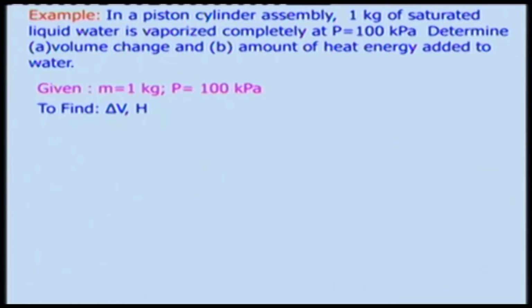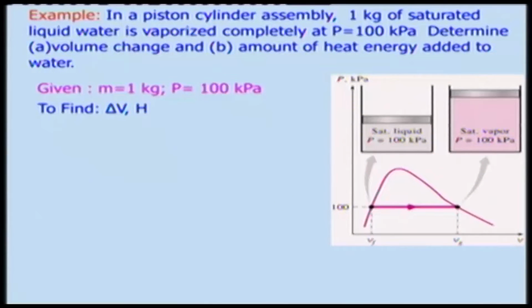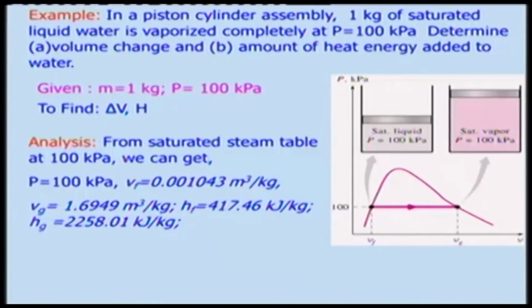Let us say change in volume, how will we do it? Basically the change in volume will be the change in specific volume times mass. In this problem, at 100 kPa this point is known, this is the saturated liquid point. From the table at 100 kPa, I will know Vf, and similarly I can find Vg for saturated vapor. I am saying that in this problem liquid water is vaporized completely, that means this point. So if I know Vg from the table, I can very easily find out the change in volume. From the saturated steam table at 100 kPa, we can get these values.